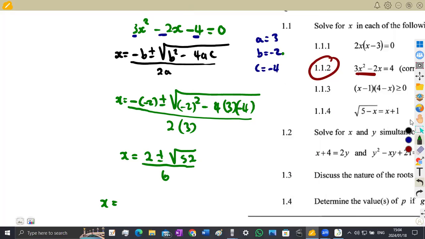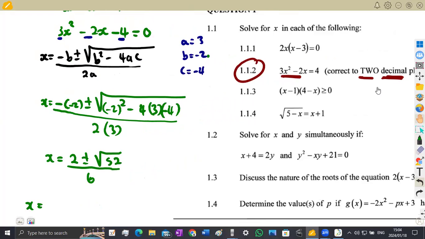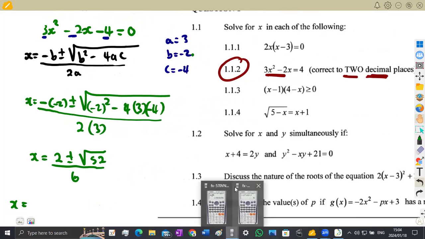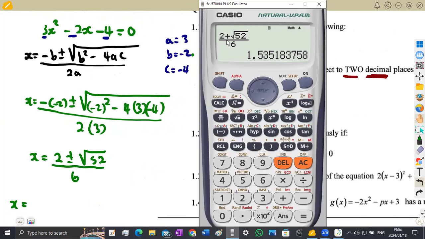Remember, the answer is needed correct to 2 decimal places. So you can do that on your calculator. We can round off our values to 2 decimal places. Just press shift, you go to the setup, then fix this to 2 decimal places. You press 6 on fix, then to 2 decimal places, you're going to press a 2. So meaning to say our answer is now fixed to 2 decimal places.